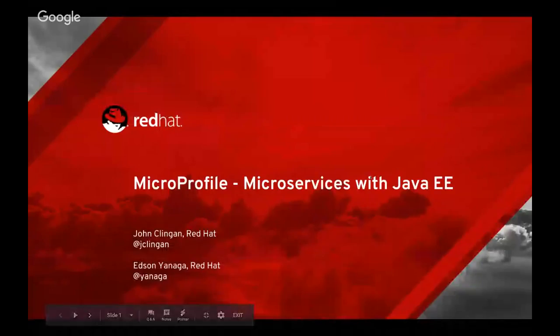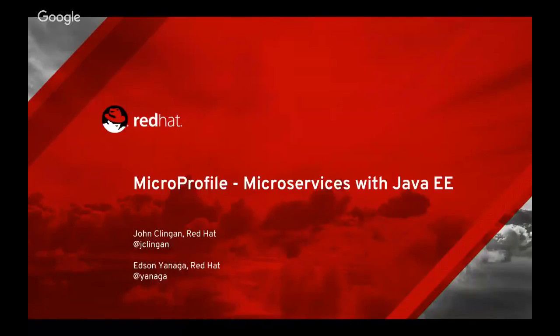Looks great. All right. So my name is John Klingham. I'm a product manager at Red Hat, and I'm responsible for Wildfly Swarm as a runtime, and I'm also a co-founder and current co-project lead of MicroProfile.